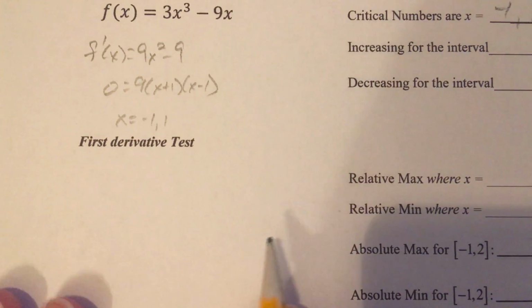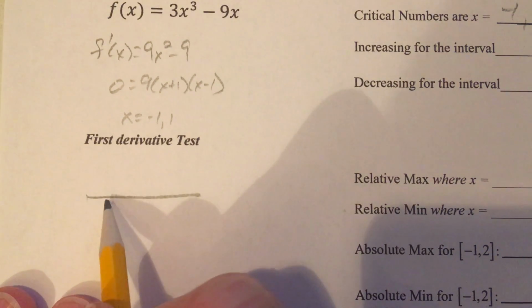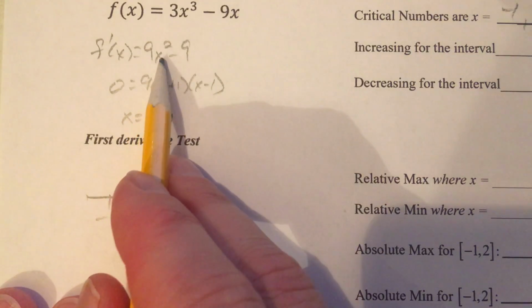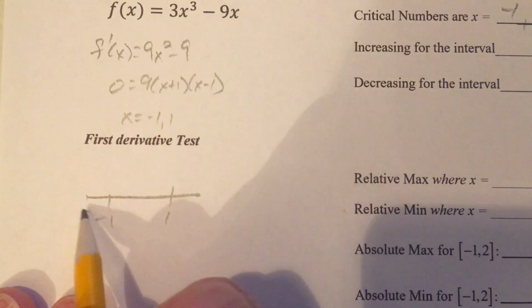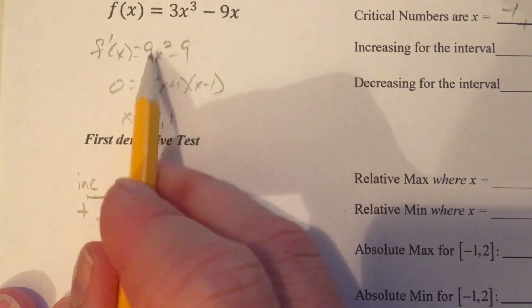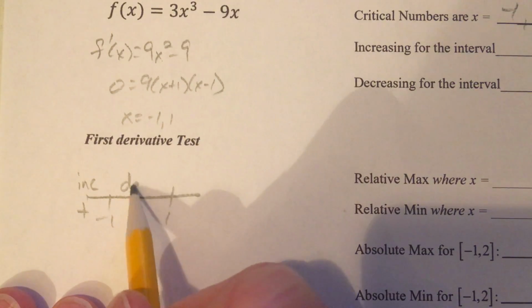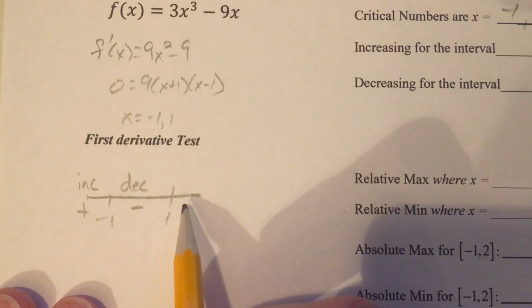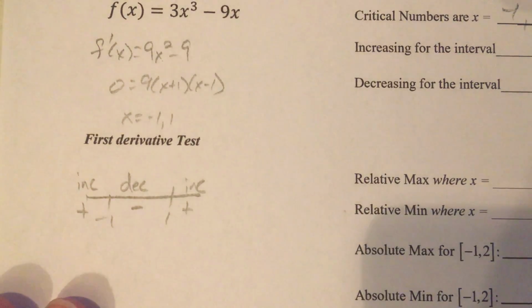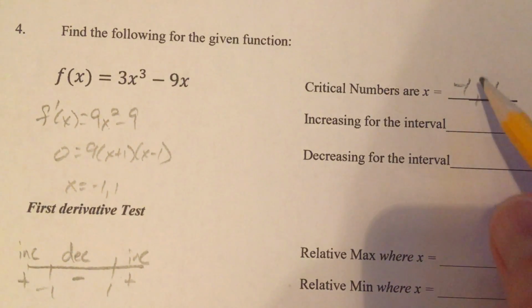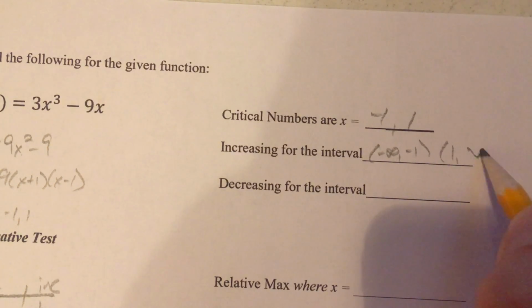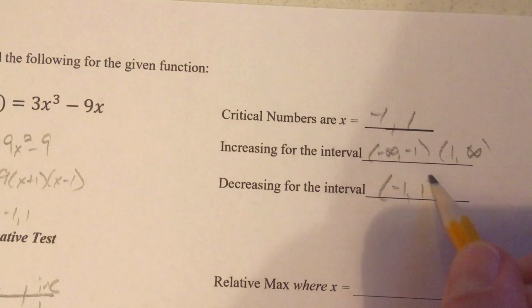As far as the first derivative test, let's go ahead and put that down, negative 1, 1. If I were to try something less than negative 1, say negative 10, I'm going to get like 900 minus 9. That's a positive. So our function is increasing here. If I were to put 0 in, 0 minus 9, I get a negative. Function is decreasing. If I put something bigger than 1 in here, I'm going to get a positive. My function is increasing. All right. So we are increasing from negative infinity to negative 1 and from 1 to infinity. And we're decreasing from negative 1 to 1.